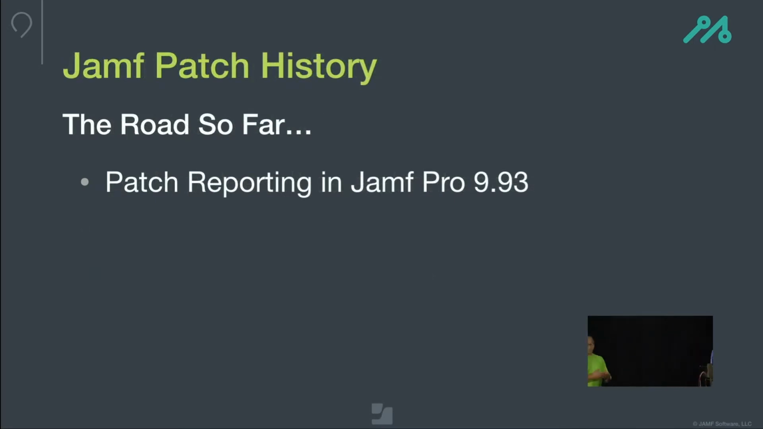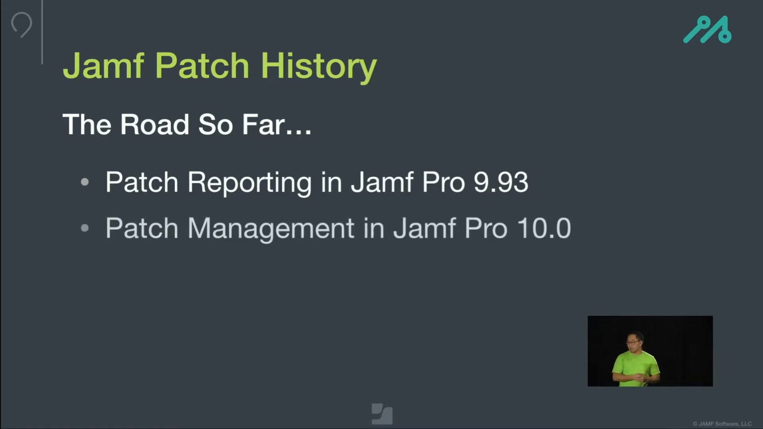So what has Jamf offered so far? As you see, in 9.93 we released patch reporting, to tackle the complex problem of finding out what versions there are for the apps that we supported at the time. I think we released only about 33 or so, and we provided reporting. Then in 10, we provided patch management, which offered you a solution to develop your own policies to act against that reporting in your environment.